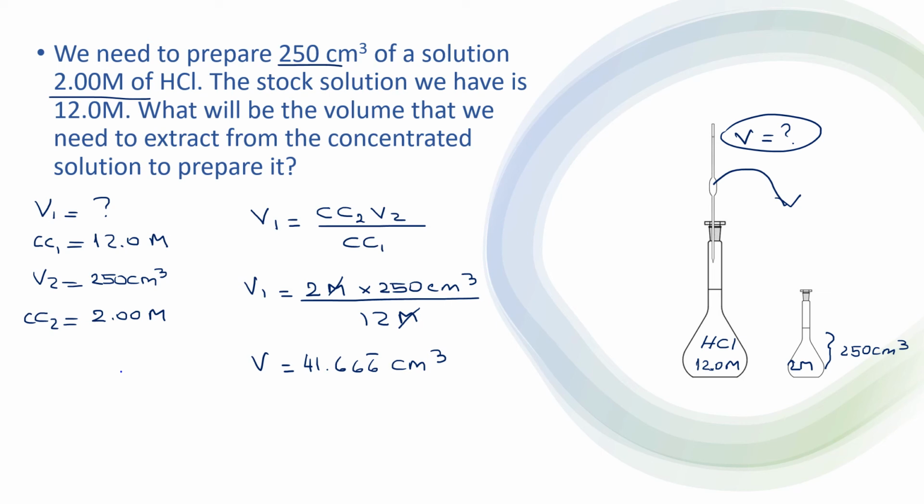Of course, we don't need so much accuracy here because the graduated cylinders that we use are not going to have so much. So the volume can be expressed as 41.7 centimeters cube, which is going to be 3 significant digits, the same as all the numbers that appear in the problem.